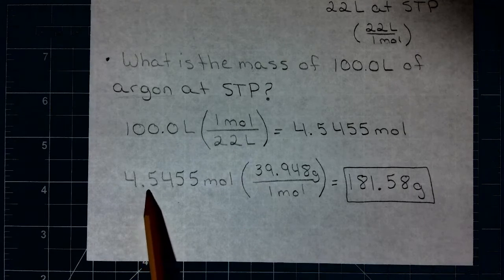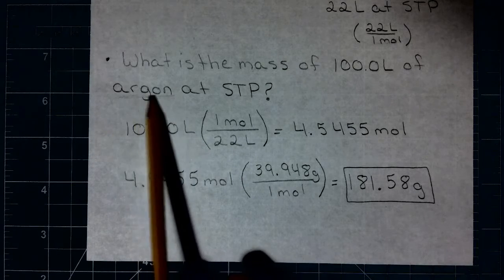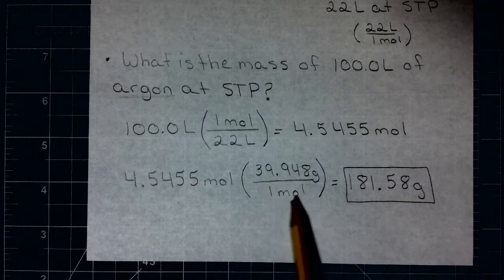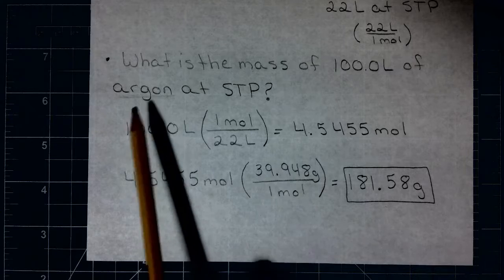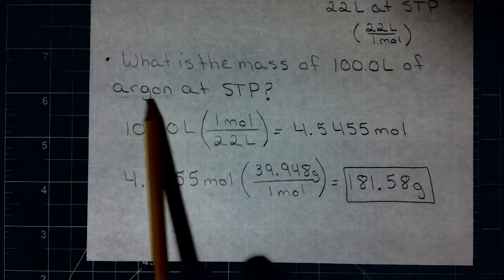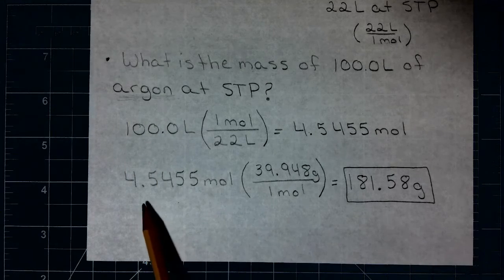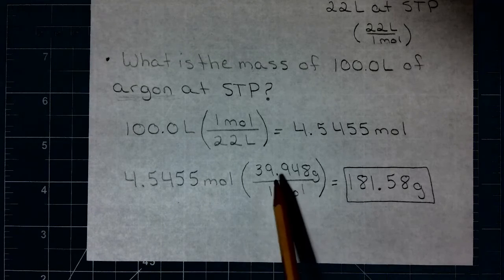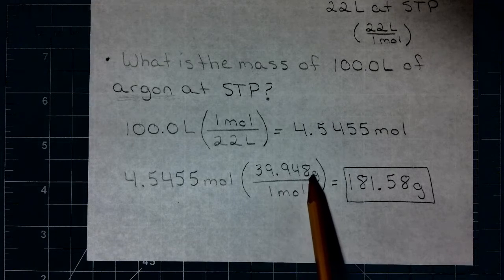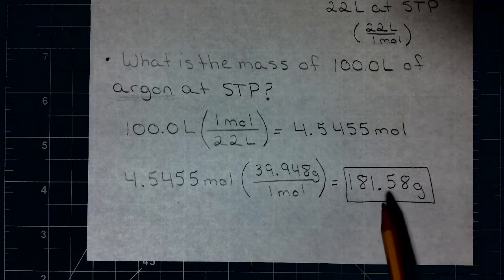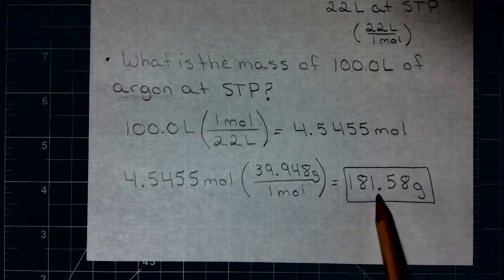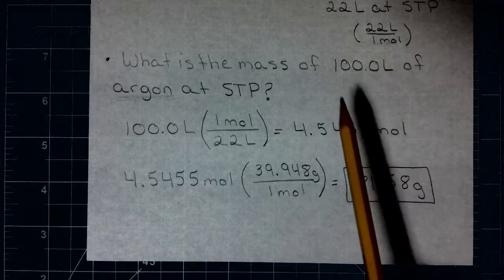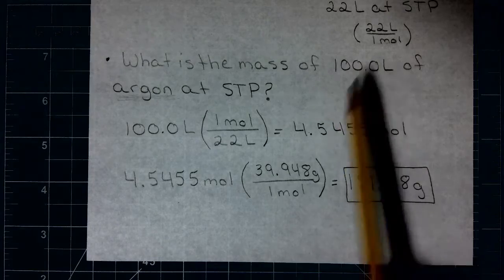What does matter now, though, is that we have argon, and we're going to have to go to the periodic table and look up its atomic mass, because this is one of those noble gases. And we're going to say that we have 4.5455 moles, that there's 39.948 grams for every 1 mole, and so this is 181.58 grams of argon that is contained in this 100 liters.